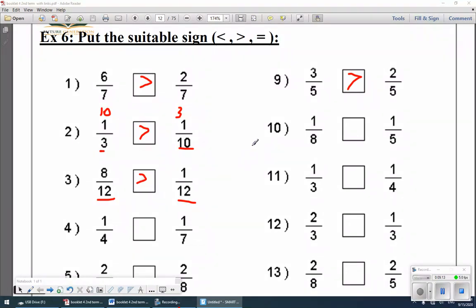Let's go to solve the number 10. I have 1 over 8 and 1 over 5. Down number are different. When the down number are different, I use the scissors. Don't forget, 1 multiplied by 5 equal 5. And here 1 multiplied by 8 equal 8. Which one is bigger, 5 or 8? Yeah, 8 is bigger. So 1 over 5 is greater than 1 over 8.